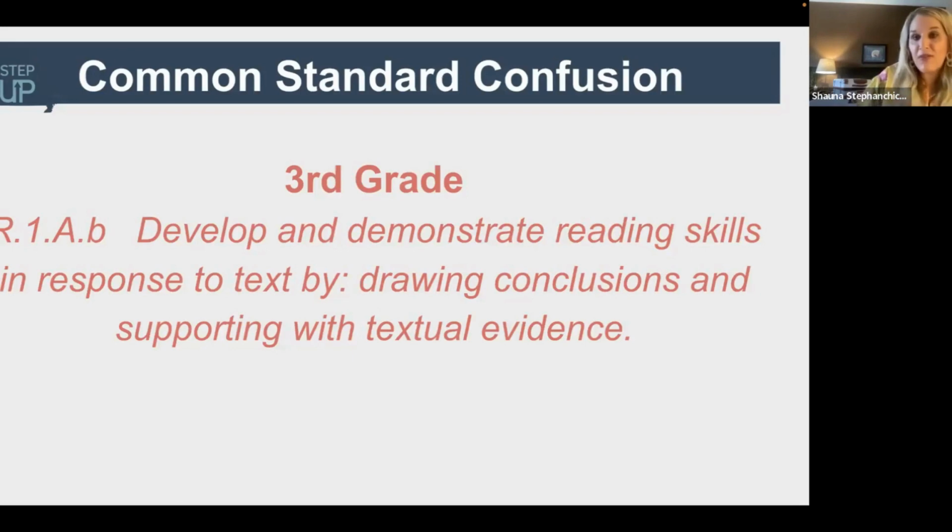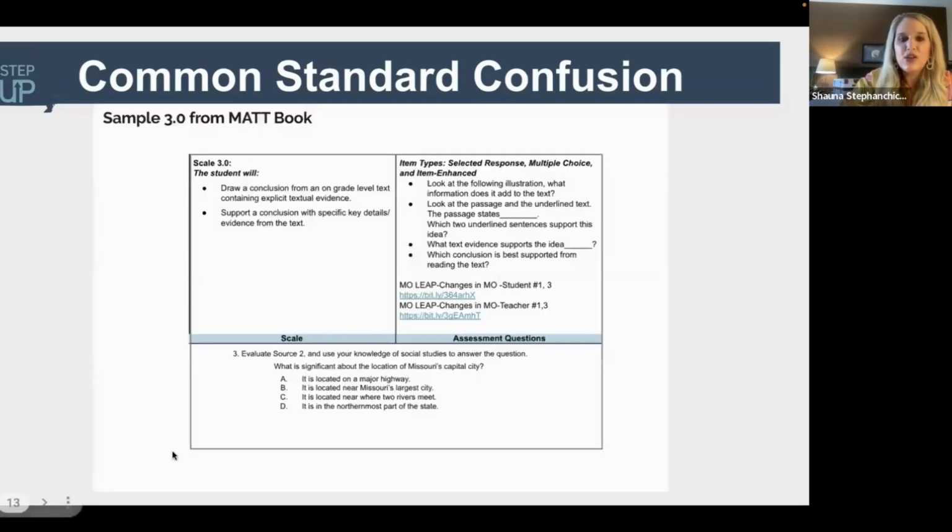Here are 3 pieces of evidence. Which of the following would be the best conclusion? Right? The rigor in all of those can be very different. And so we really want to help anchor teachers, but what level of rigor does the state suggest? Here's an example of a MOLEAT block for that question.